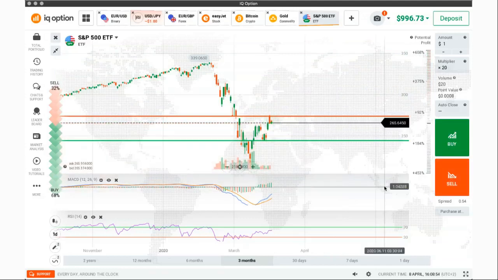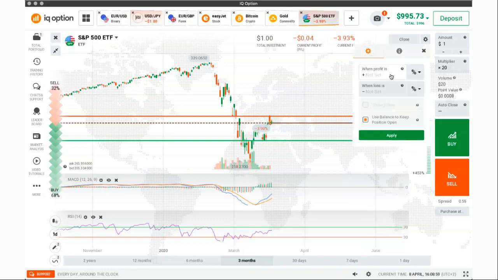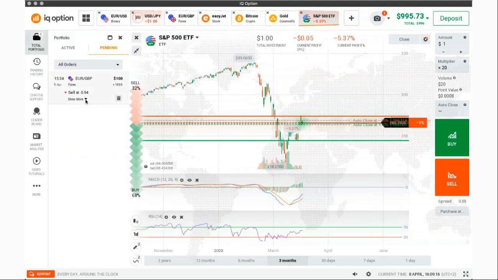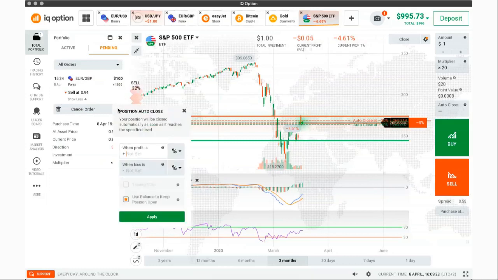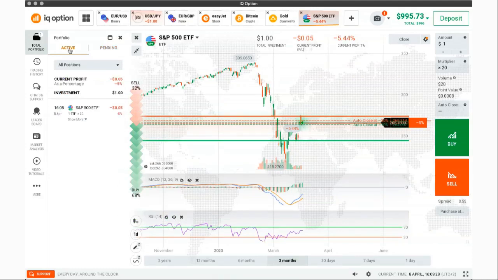So again, I open my position, but then I want to edit my parameters. So I can do that here. I can say take my profit when I'm 10% in profit, close it down when I'm 30% in loss, apply. Little orange dot, meaning it is now here. If I go to show more, I can see everything I've set, the time, the position. I can set the auto close up again. It's fantastic. Pending orders, active orders. And that's how it works.